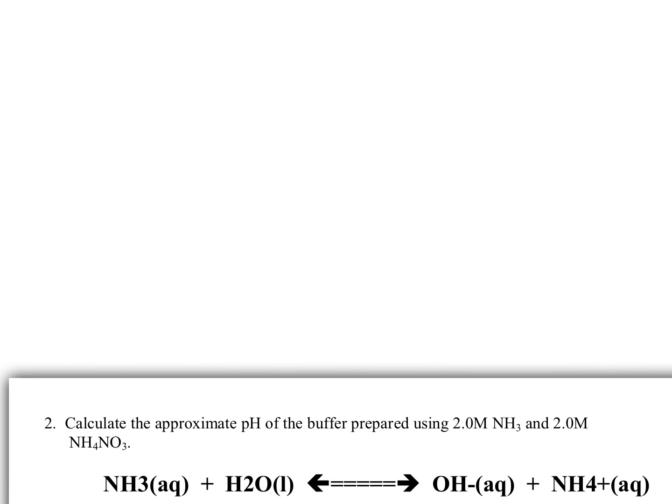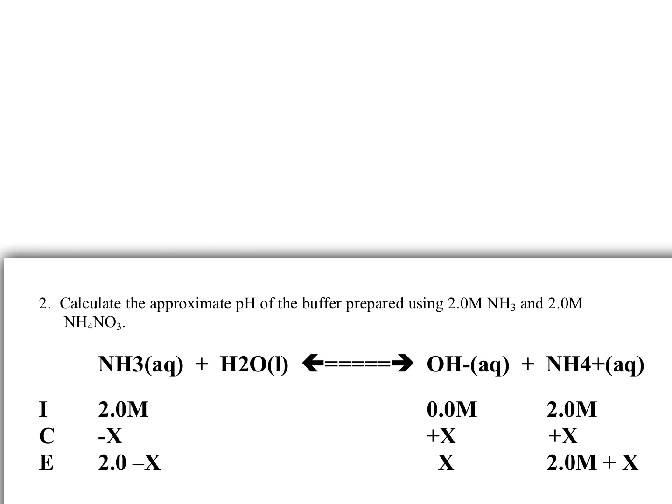Now for your next problem, you're going to calculate the approximate pH of the buffer prepared using 2 molar NH3 and 2 molar NH4NO3. We know this is a buffer because it says it, and also we have a weak base and its conjugate salt. We write out the reaction. We know it's a buffer because we have a high concentration of this and a high concentration of this. Set up our ICE table, ignore the pure liquid water, put in our initial concentrations. I initially have 0 of the hydroxide.